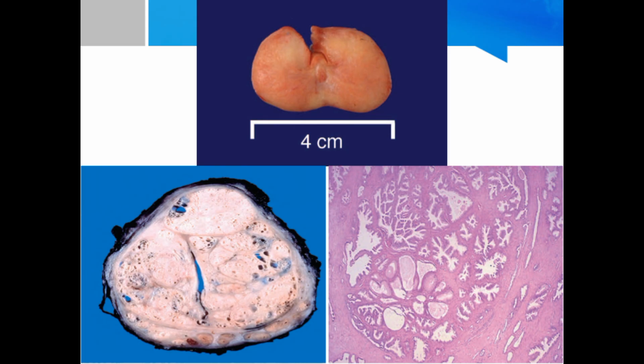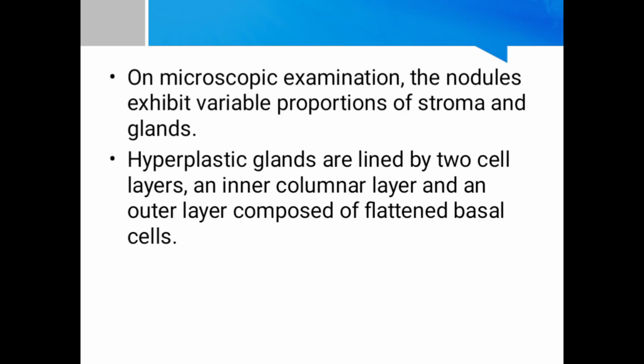This is a gross picture above and on the left below. This is a gross feature of prostatic hyperplasia, okay? And then on the right, this is the histology. Observe, it is very rounded and appears as a nodule. The glandular tissue is preserved, but it is hyperplastic.